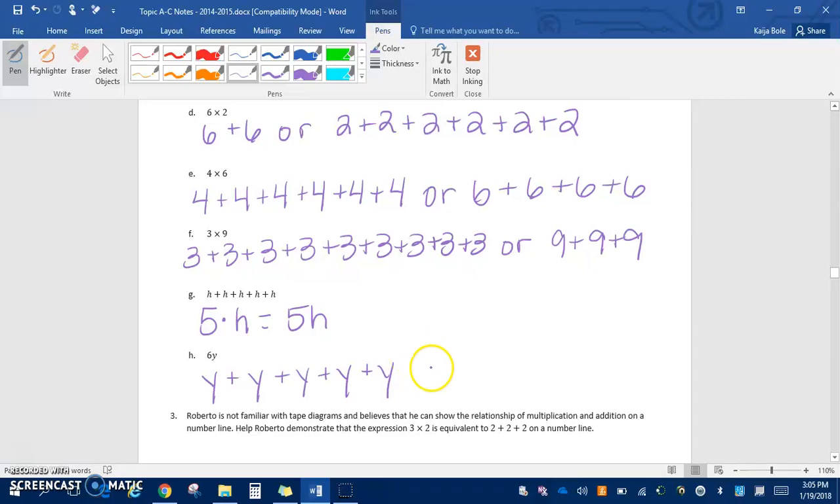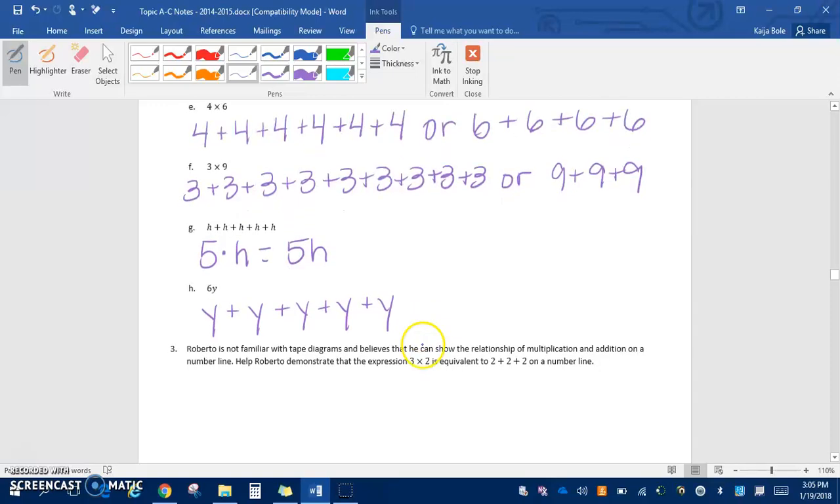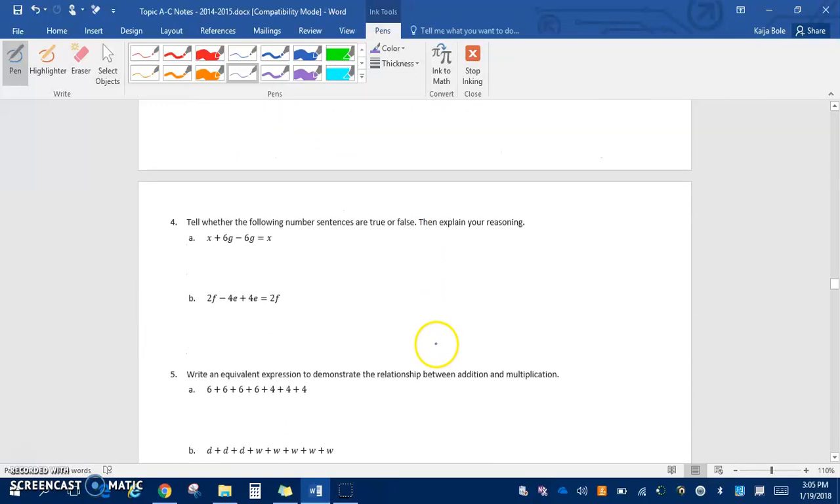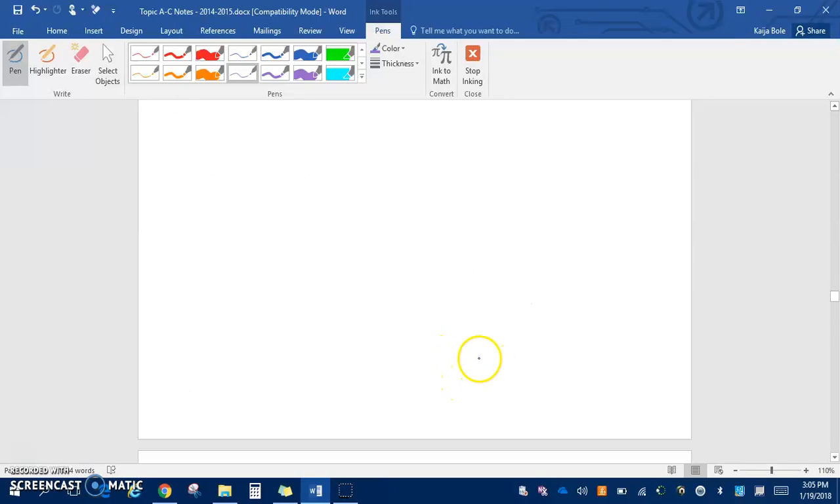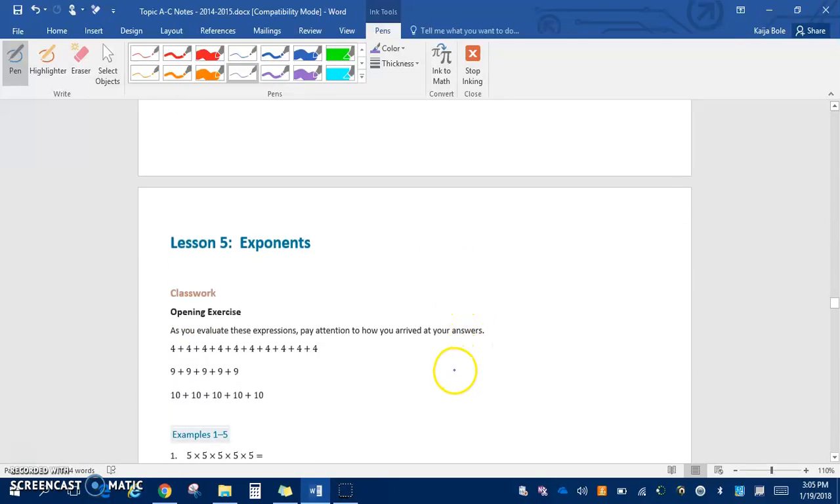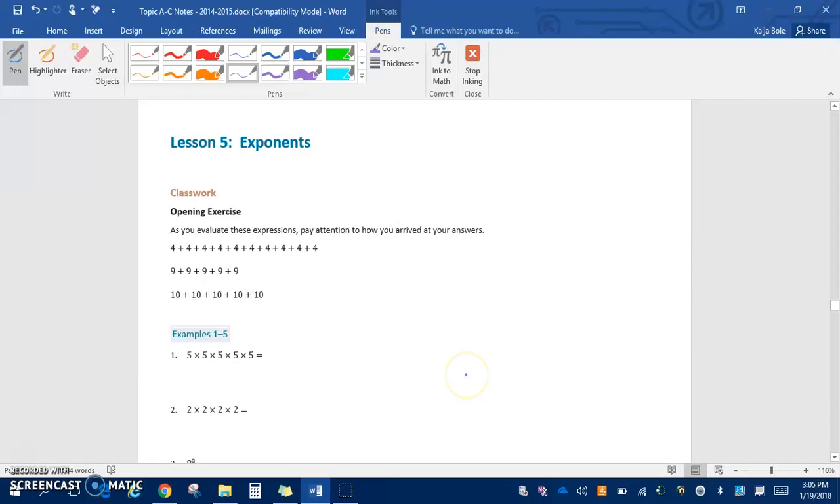Right? And we're going to skip number 3, and we're going to skip this page for now as well. We might come back to it in class. And we're going to jump over to lesson 5 now, which is about exponents. So I want you to write this note up at the top. Exponents, when we use exponents, this is just the shorthand for repeated multiplication.